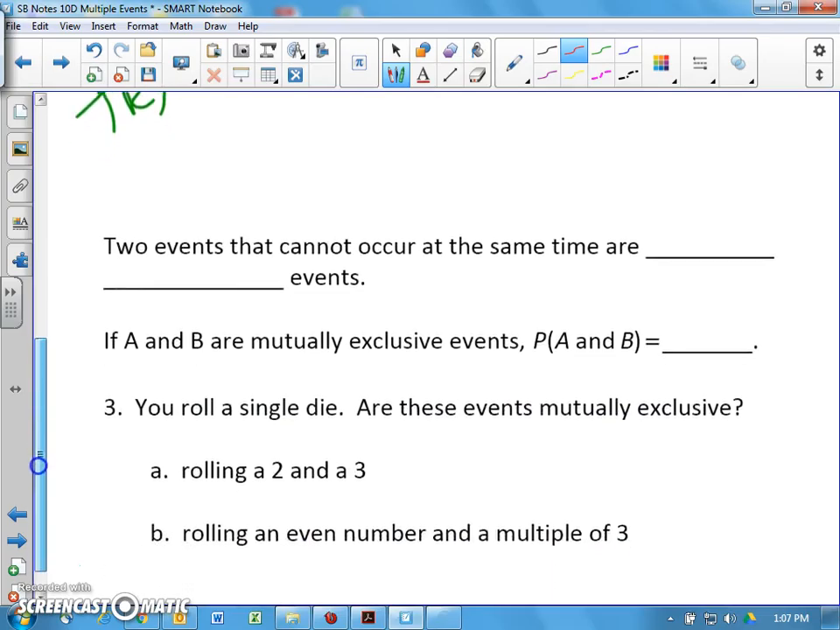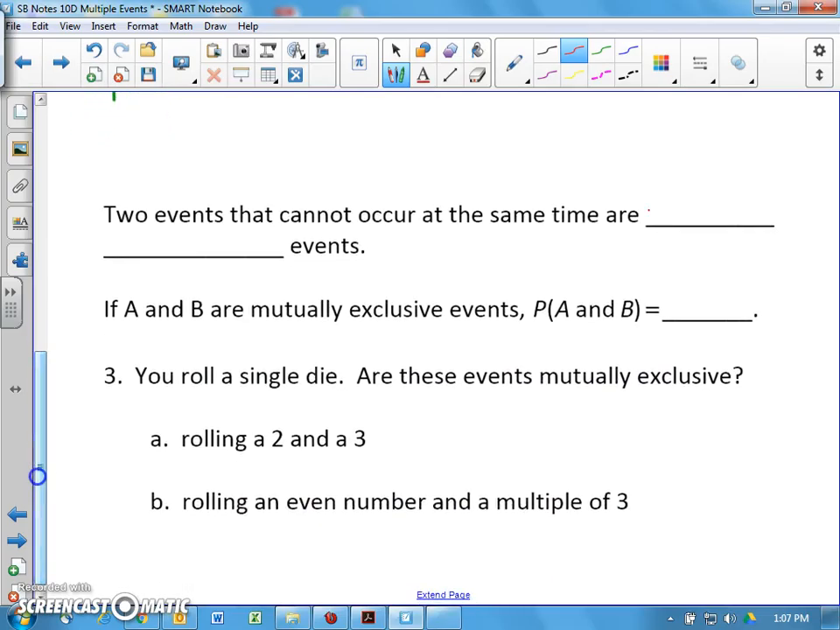Okay. Two events that cannot occur at the same time are called mutually exclusive. This means that if one event occurs, the other event cannot occur, and vice versa. So if A and B are mutually exclusive, then the probability that they both happen would have to be 0. So let's think about this. If we roll a die one time, we want to think about whether or not these are mutually exclusive. Is it possible if you roll the die one time to get both a 2 and a 3? It's going to land on only one side, so these two would be mutually exclusive.